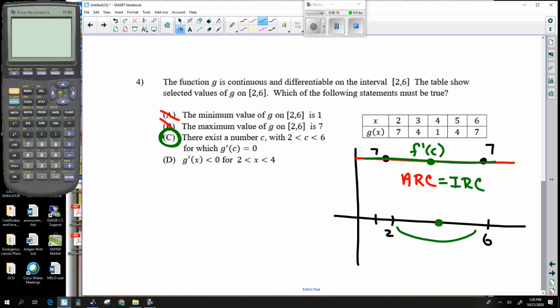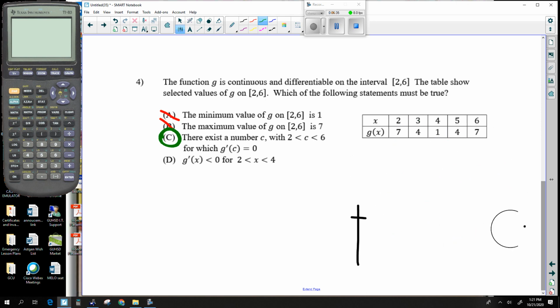Last but not least, let's just disprove D. The derivative of g is less than 0 for 2 to 4, not for the entire thing. Again, it can go up and down. The slope can go up and down and everything in between. You'll have a slope that is positive and a slope that is negative. So it's not definitively purely negative. It isn't just going downhill.